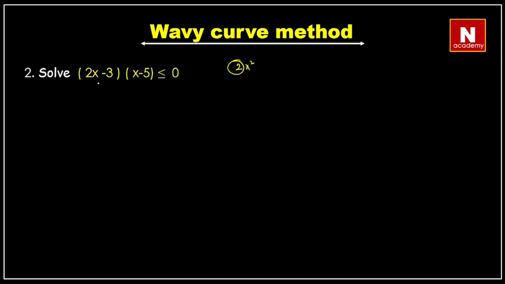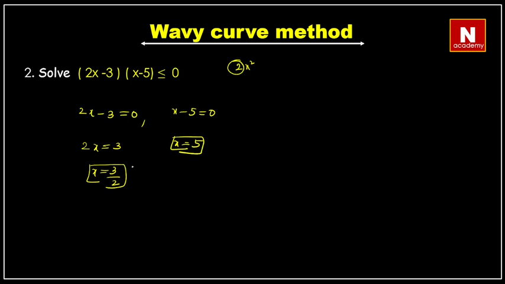Now in step 3, find the critical points. Equate each bracket to 0. 2x − 3 = 0, x − 5 = 0. 2x = 3, so x = 3/2, and x = 5. These are the critical points. Now in step 4, mark these critical points on the number line.